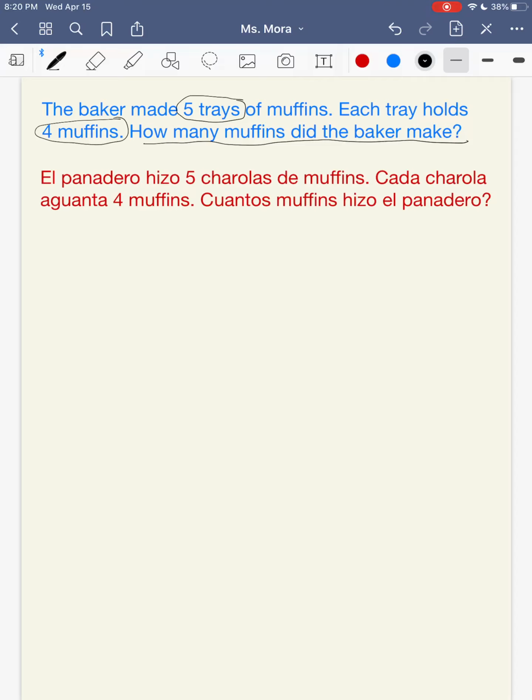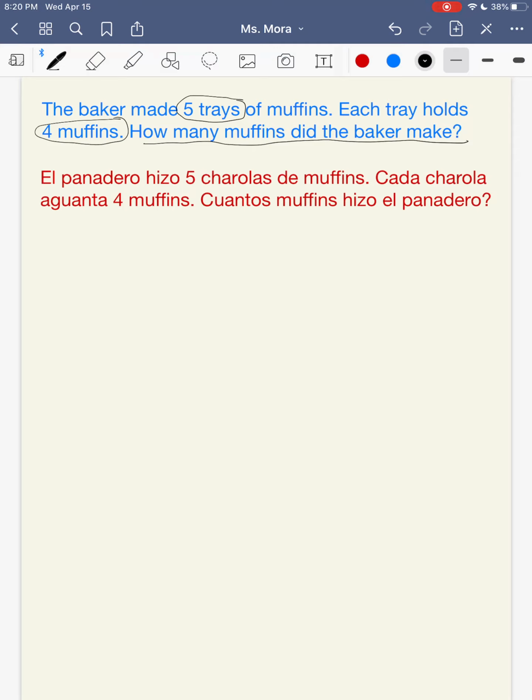Are the trays holding the muffins, or are the muffins holding the trays? That doesn't make sense, right? I know that the trays are the group that are holding the muffins, which are the objects inside. So you can choose to either draw rows or to draw columns, as long as you draw 5 rows or 5 columns with 4 in each one.